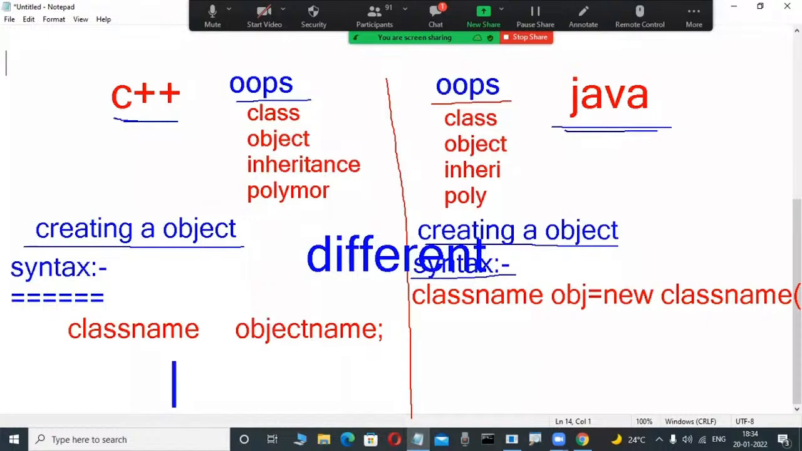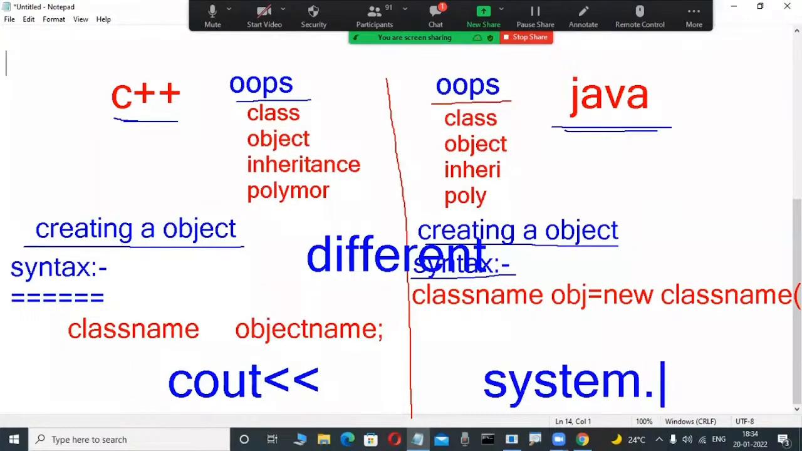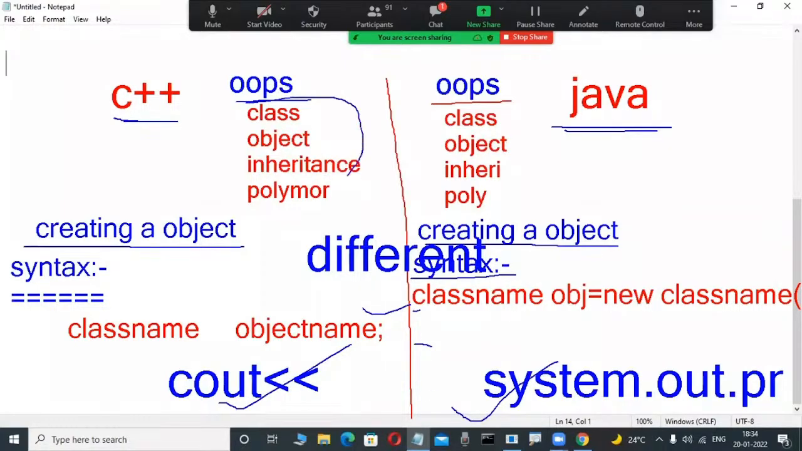Suppose in C++, I want to display output, cout is a function, streaming output only. And now in Java, what is the function? System.out.println is there or not? Yes. That's why syntactically different. Functions are also totally different in these two object-oriented languages. But conceptually, some OOPs concepts are same or not? Same. OOPs concepts are same.